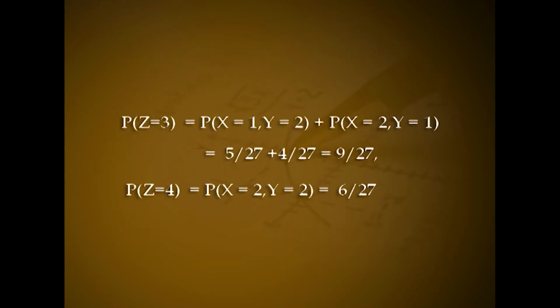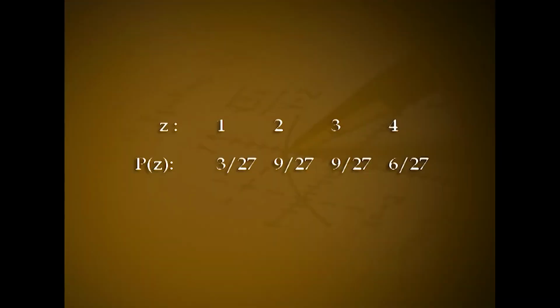Probability of z equal to 3, that is P of x equal to 1, y equal to 2 plus P of x equal to 2, y equal to 1, that is 5 by 27 plus 4 by 27, that is equal to 9 by 27. P of z equal to 4, that is P of x equal to 2, y equal to 2, that is 6 by 27. Now, the probability distribution of z: the values of z are 1, 2, 3 and 4 with corresponding P of z values 3 by 27, 9 by 27, 9 by 27 and 6 by 27.